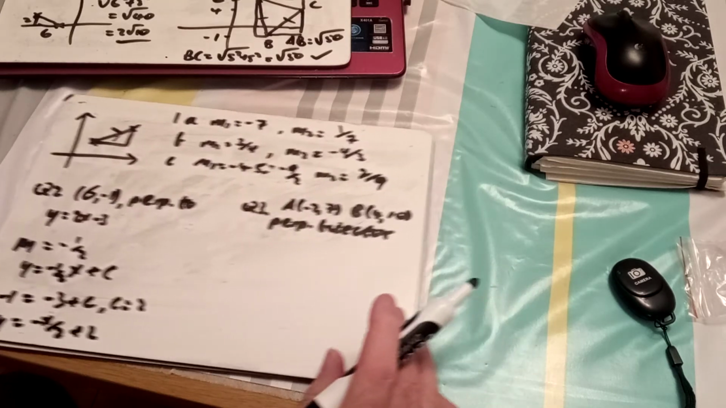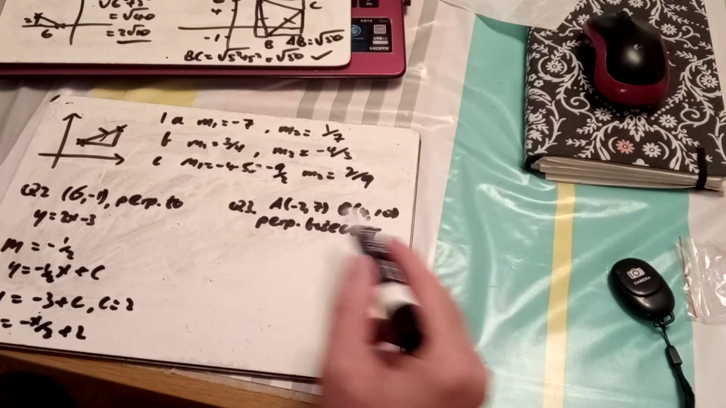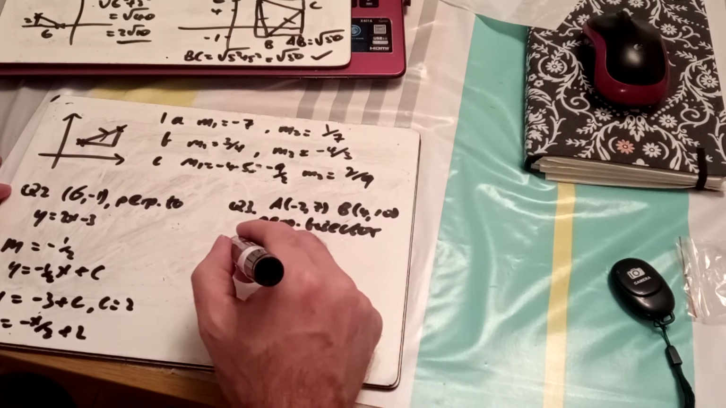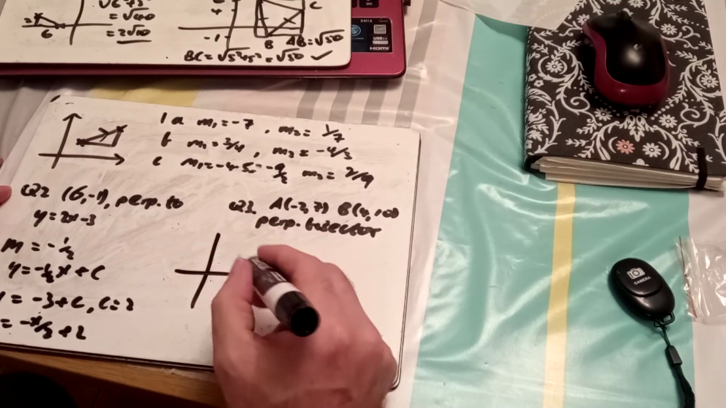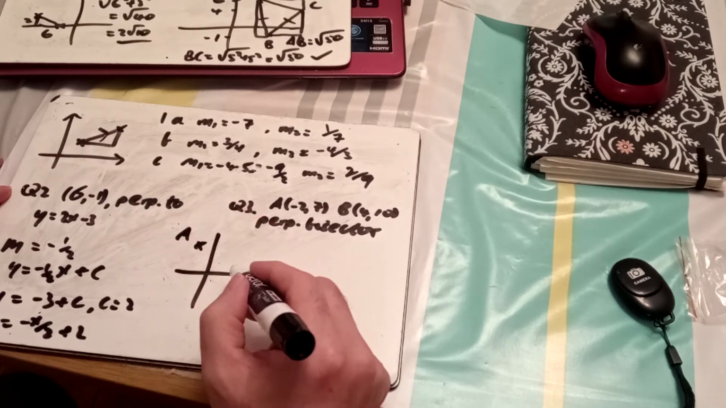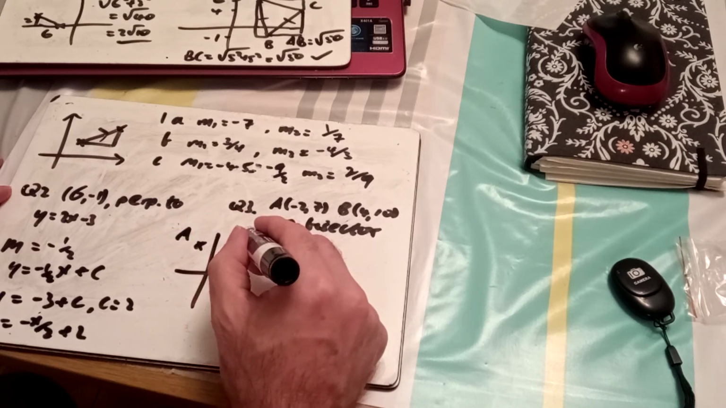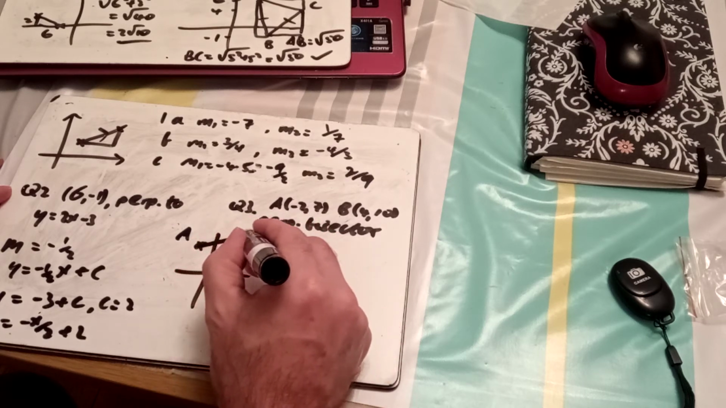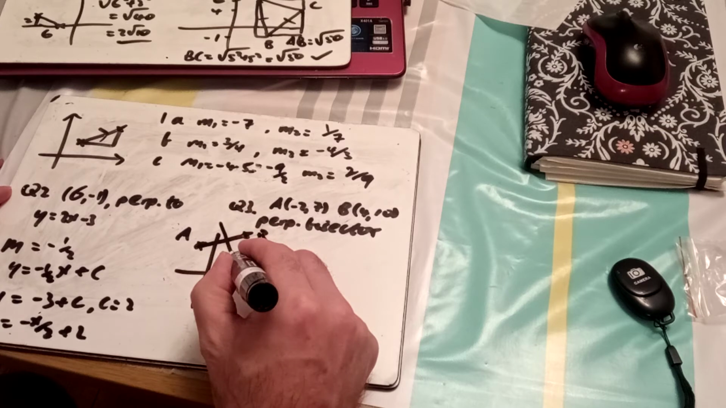and is perpendicular to that. Example 3, 2 points A and B. We want the perpendicular bisector between the two. So let's do a little sketch first. A is the point (-2, 7), there's A. And B is the point (4, 10), up there, there's B. And we want the line that's going to go like that.